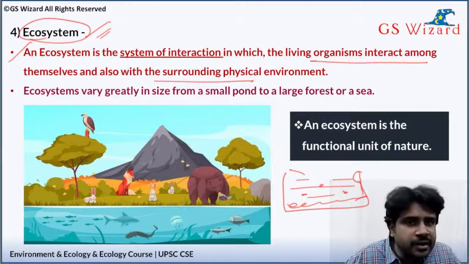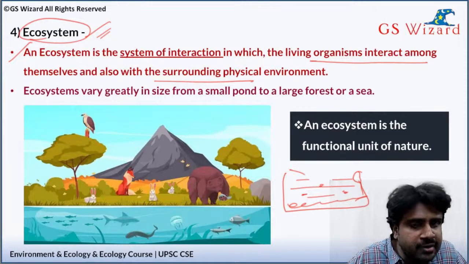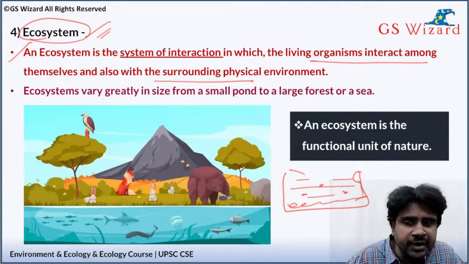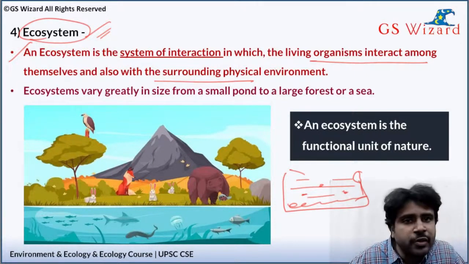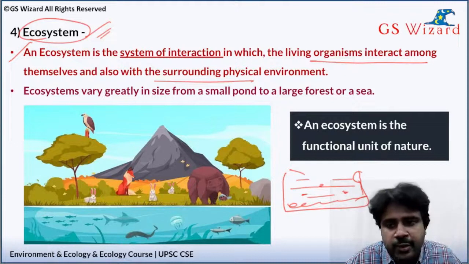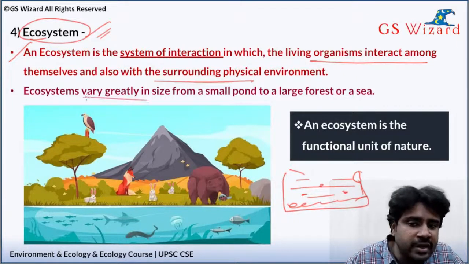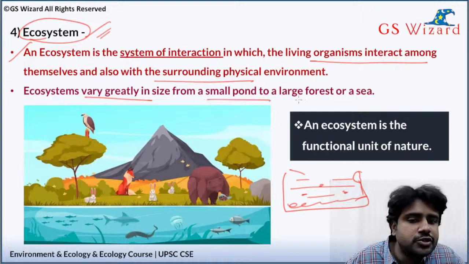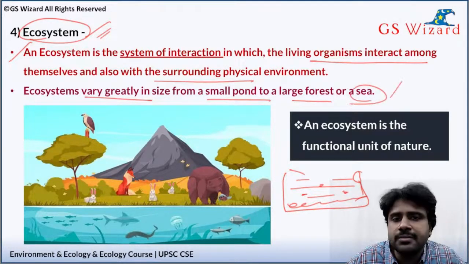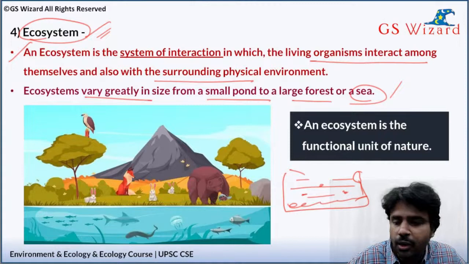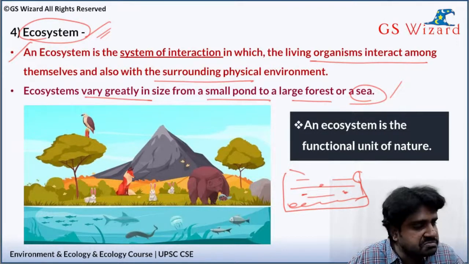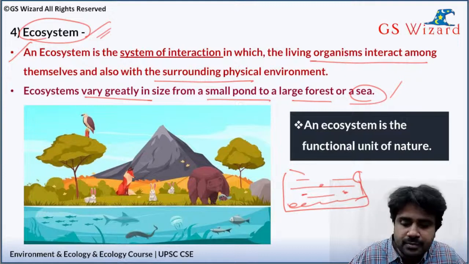I can study the interactions happening in a small garden, then that garden is an ecosystem. I can study the interactions happening in a large forest, then that forest is also an ecosystem. So in that way, ecosystems vary greatly in size, from a small pond to a large forest or a sea. Wherever I'm looking at interactions, that becomes an ecosystem. As simple as that. Clear, right?